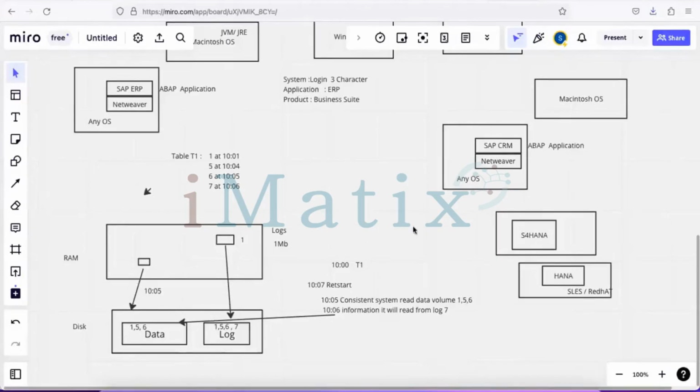Log files, they are writing when? Every minute or every what? Not every minute, it could be every second also, or it could be 5 seconds also. Every committed transaction. If you make any commit, or whenever this log buffer size is filled, and this log buffer size is 1 MB, when it gets filled, immediately it will write here.